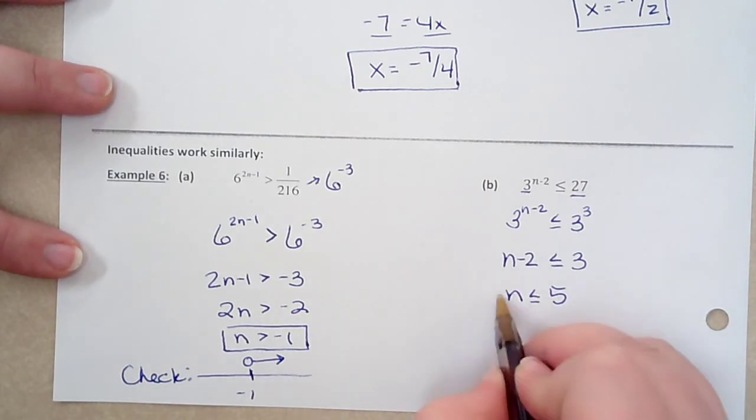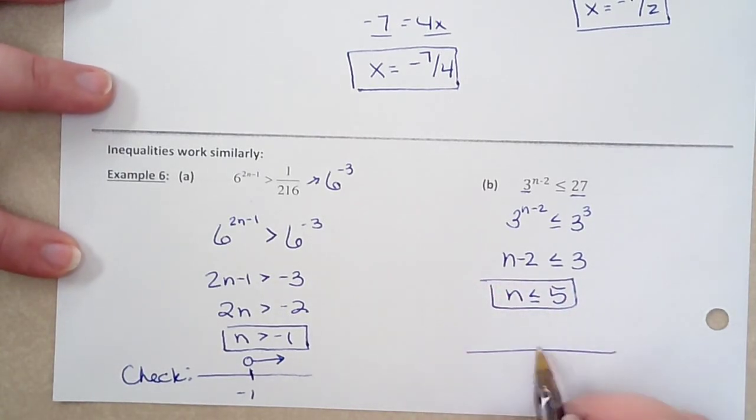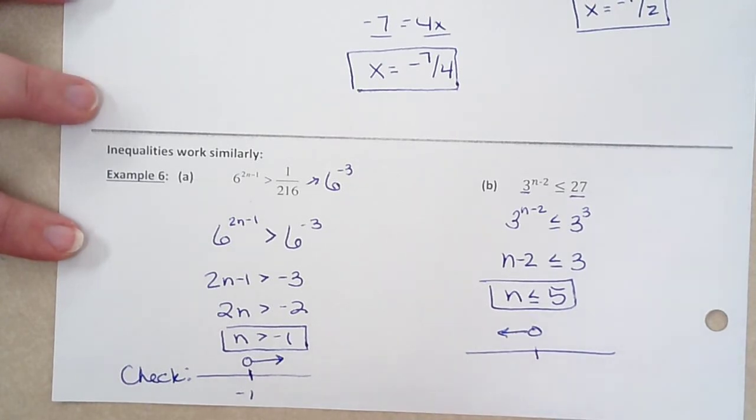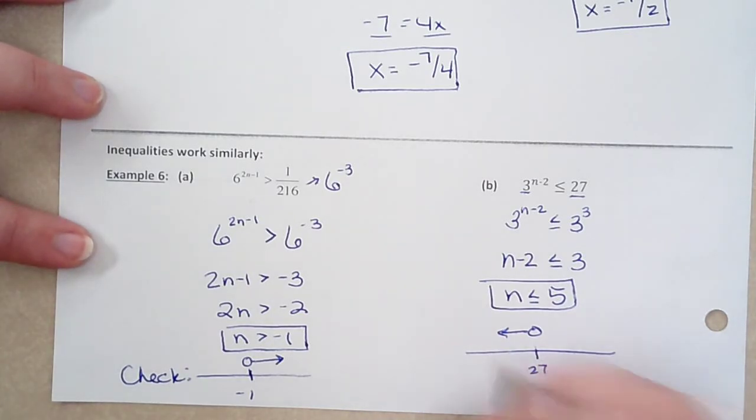I do a quick check here. I'm going to circle this, but I do a quick check. Plug in a number. 0 is always my favorite. 3 raised to the negative 2 is going to be 1 over 9, which is clearly a fraction, therefore it's definitely less than 27. So our check does work, and we're good to go.